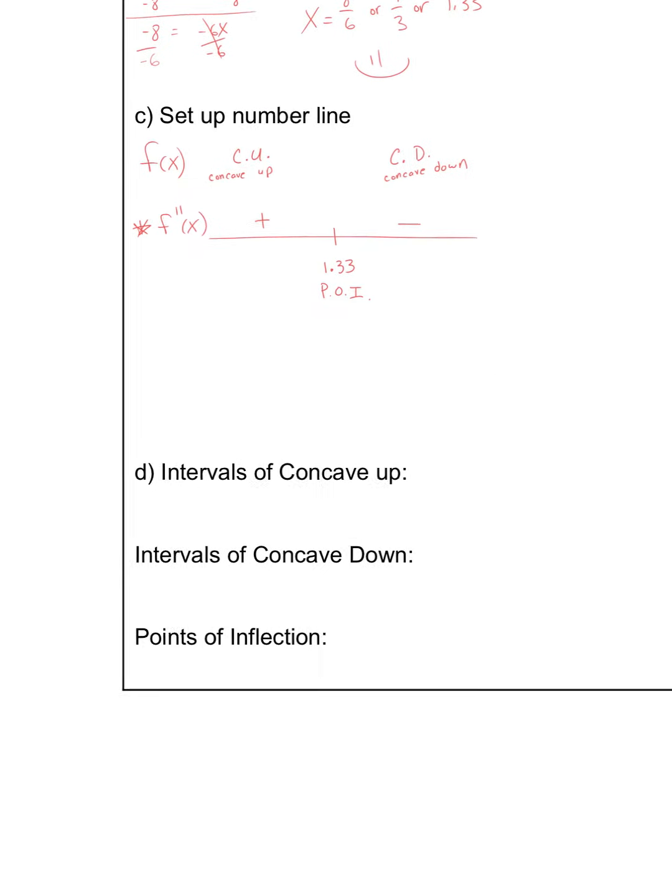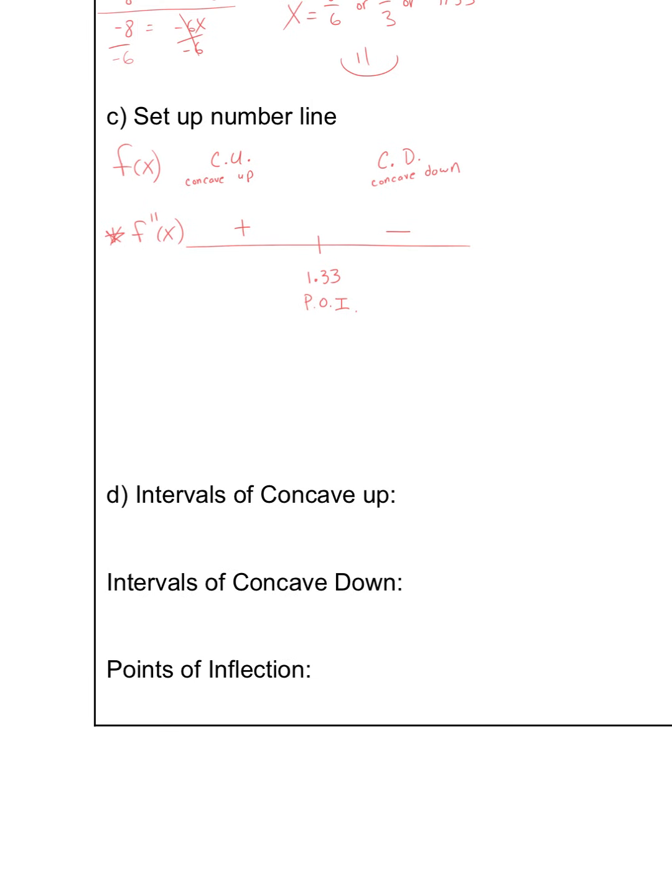Now we just put all our information down. Our concave down interval is right over here. It's the interval on the right, so this is concave down, 1.33 to infinity. Our concave up interval is our interval on the left, so we label that as negative infinity to our critical point, 1.33. And our point of inflection, our x value is 1.33. We use parentheses because this is a coordinate point.